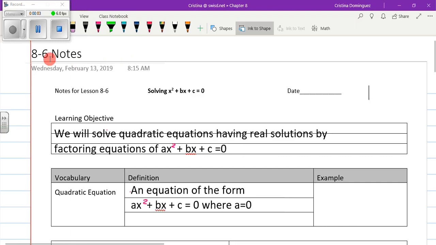Good morning. This is 8-6, and we're going to be talking about how to solve quadratic equations like x squared plus bx plus c equals 0 without any leading coefficients. So let's go ahead and begin.